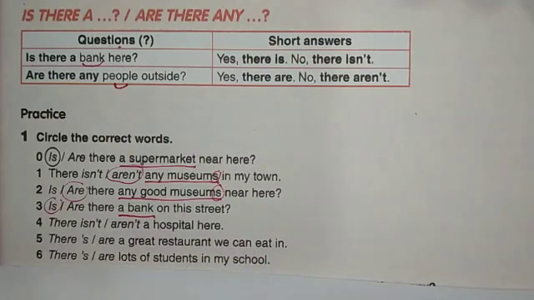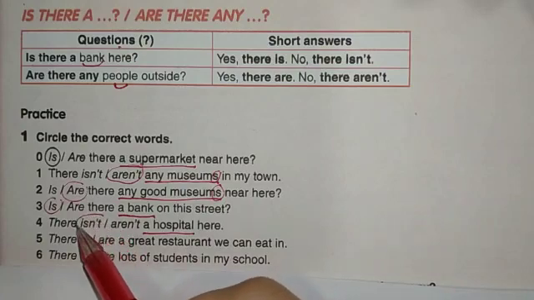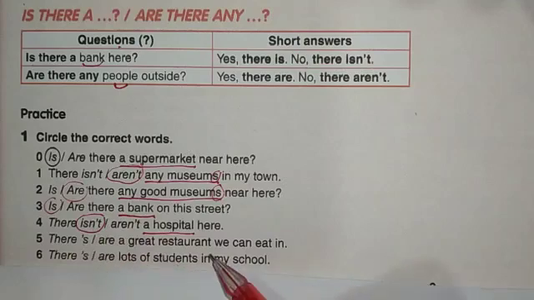Now number 4. There isn't or aren't a hospital here. A hospital here shows that it is a singular noun. So the answer will be "isn't". There isn't a hospital here. How about number 5? There's here has the same meaning as "there is". So the answer will be "is" or "are". There's or are a great restaurant we can eat in.